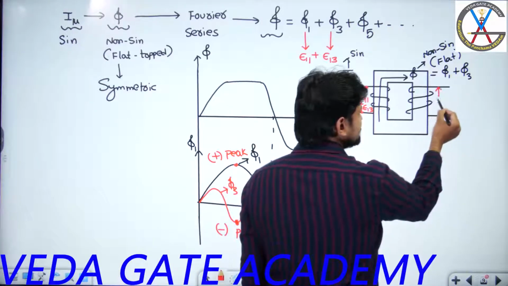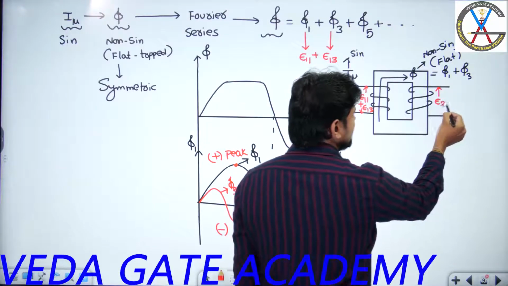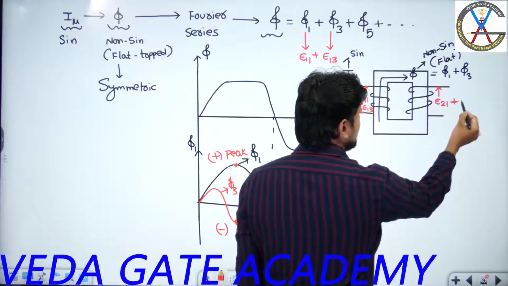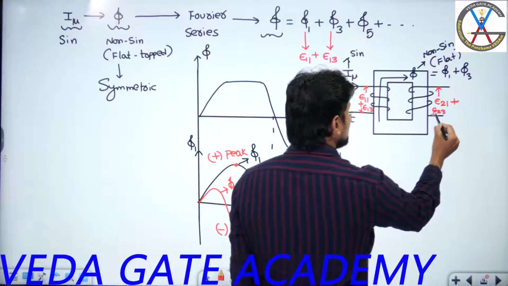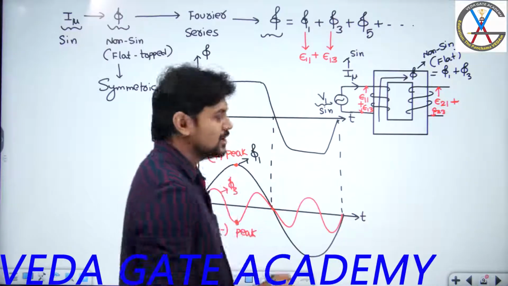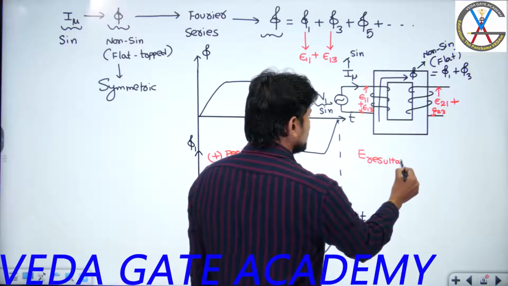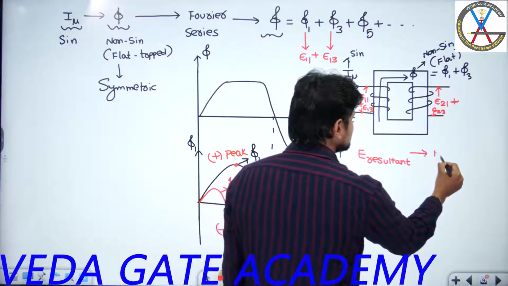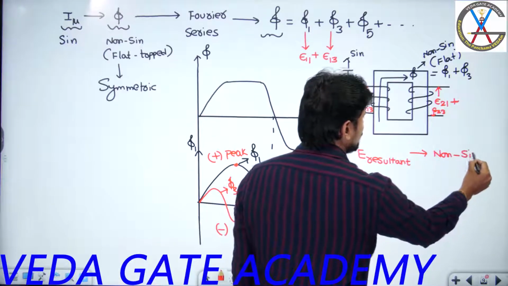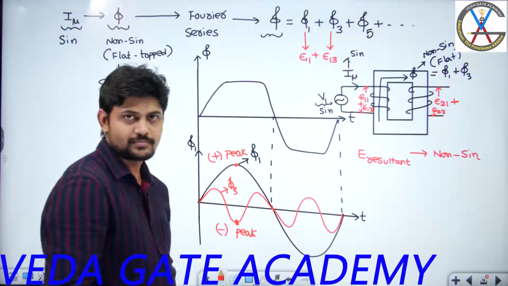Similarly, the same flux will be linking with the secondary winding: secondary winding fundamental flux plus secondary winding third harmonic flux. So what will happen to the resultant shape of the EMFs, guys? The resultant shape of the EMF in the primary winding and secondary winding becomes what shape? You are going to get non-sinusoidal waveforms.